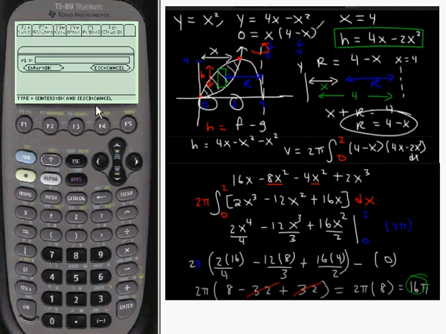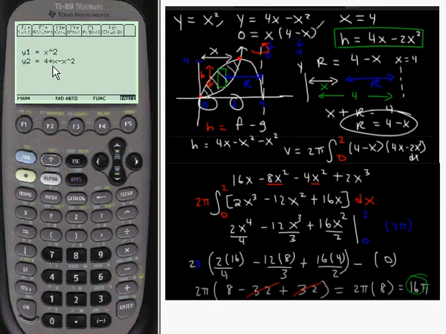We're going to enter anything into these entry lines here. Remember, you have to press alpha before you do that. Alpha, x squared. Now, I've already done that in here to save time. And we would push alpha, 4 times x minus x squared. I've already done that, like I say, for y1 and y2.